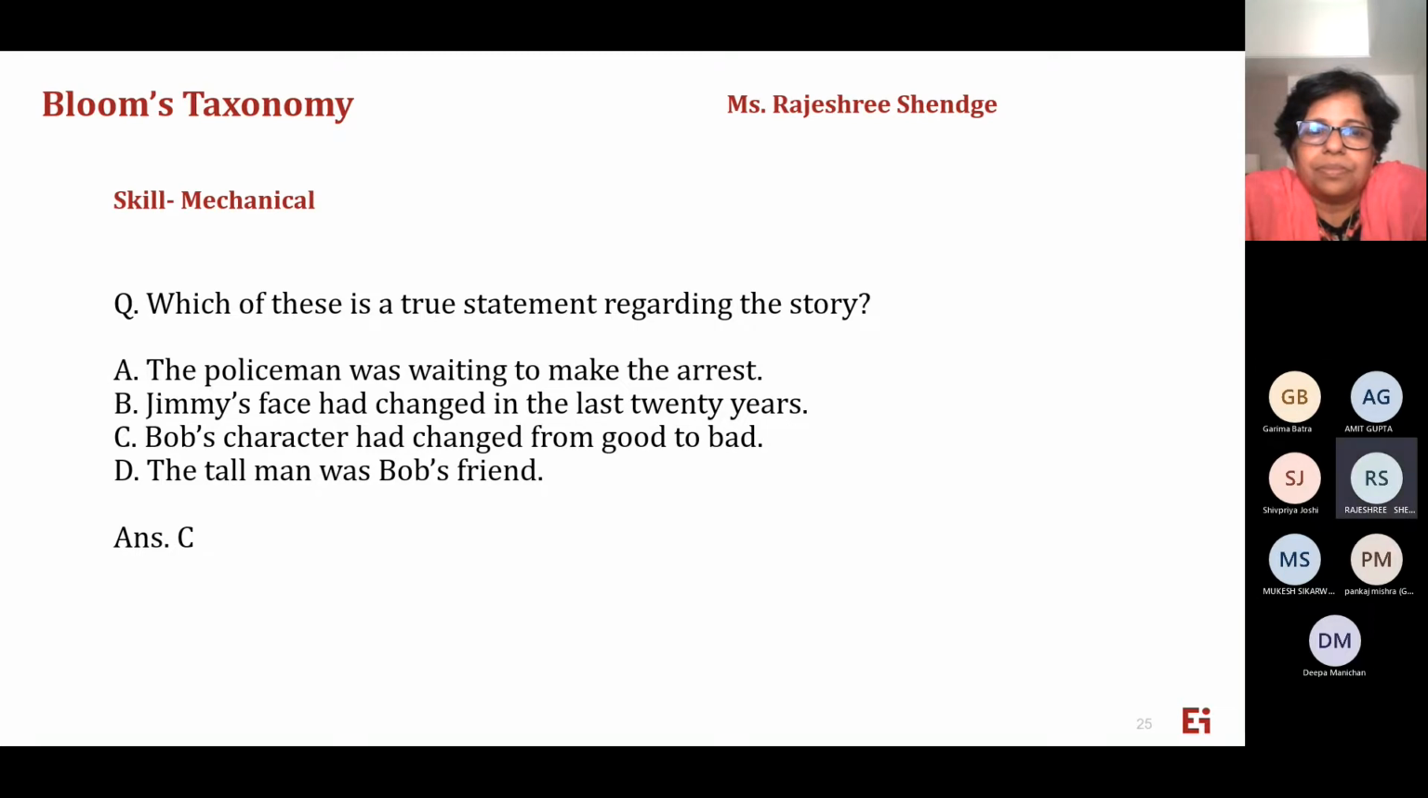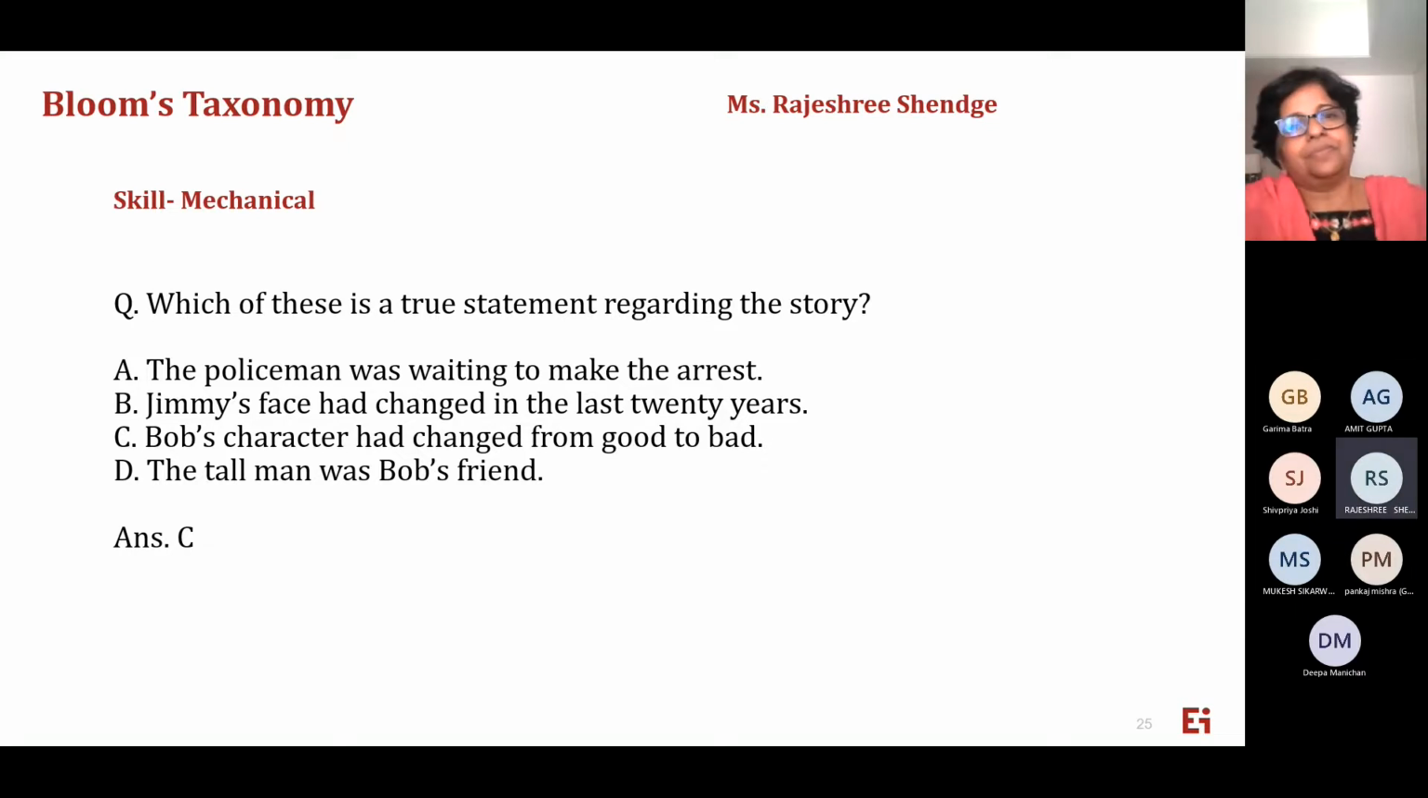Yes, ma'am. Ma'am, I would like to tag Amit sir to read this question first. Ma'am, this is your question. Whosoever's question it is, they need to read the question, justify why it is mechanical, and then choose people to comment. Okay, go ahead, ma'am.